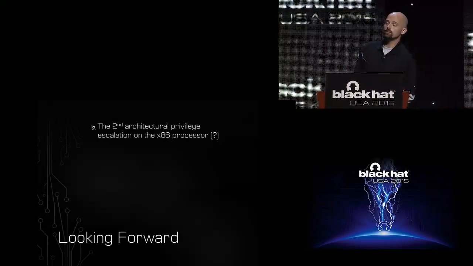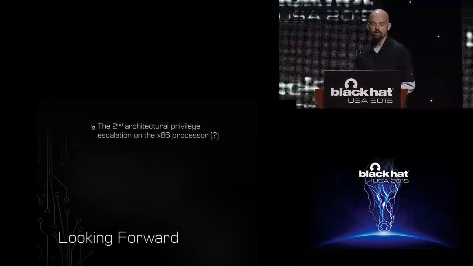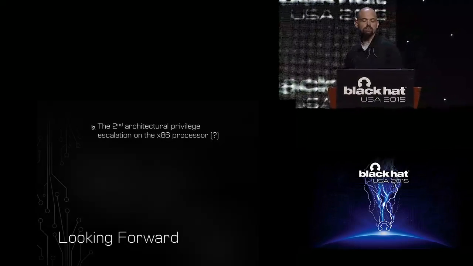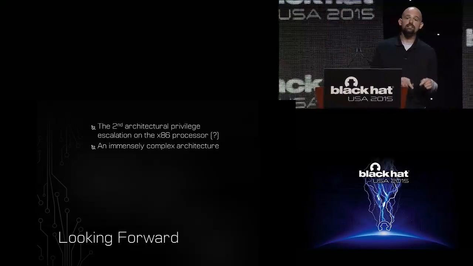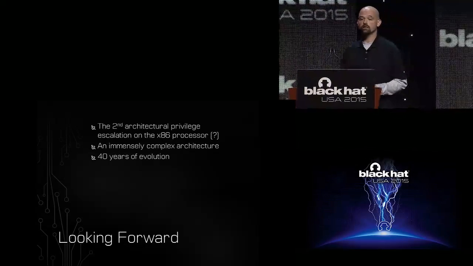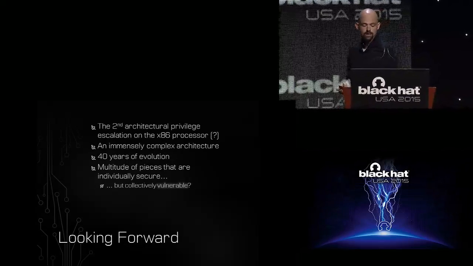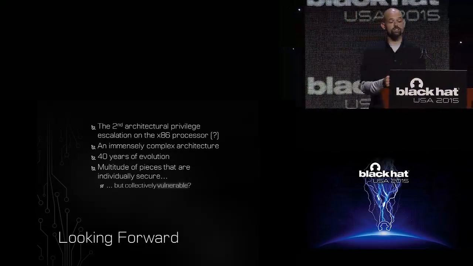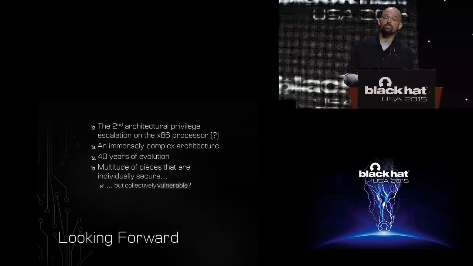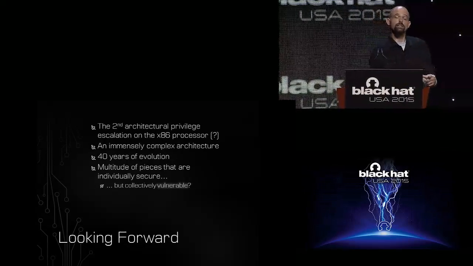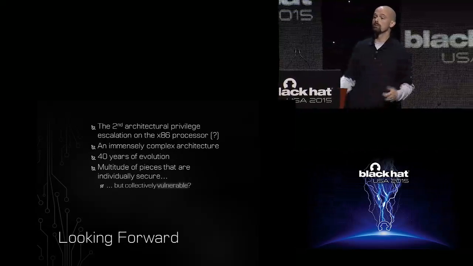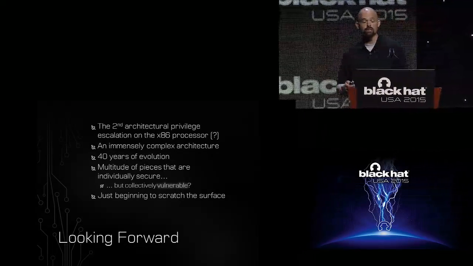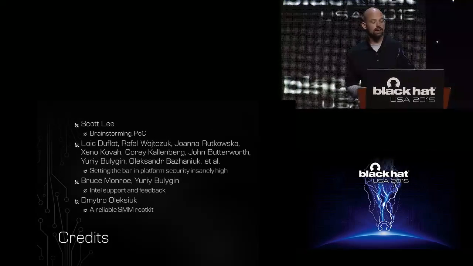We've even had DRAM corruption errors, but the processor itself has actually been surprisingly resilient to attack throughout its long history. But x86 is an immensely complex architecture with 40 years of evolution behind it. So I think what we're going to keep on finding is that there are a multitude of pieces that are individually secure but maybe collectively vulnerable, as was the case here, where the SMM was secure, the APIC was secure, but when you combine those two things, it introduced an interesting vulnerability. So I really think we're just beginning to scratch the surface in terms of these style of attacks.